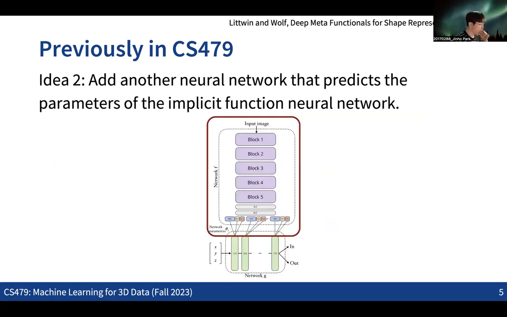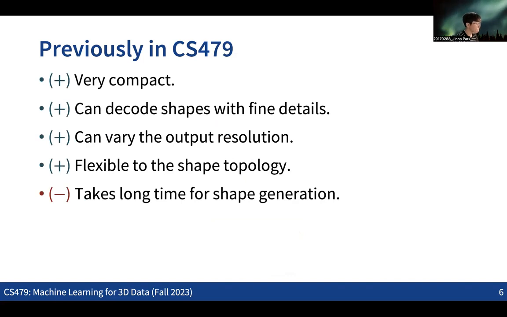The other way around was making a meta function that predicts the parameters of the neural net, which becomes the implicit function for each shape. This was a very simple idea, and the good thing about this implicit decoder was that the architecture of the neural net could be very compact, which means we can encode all the different shapes into a very small neural net. While making the neural net compact, we could also decode the shapes with fine details.